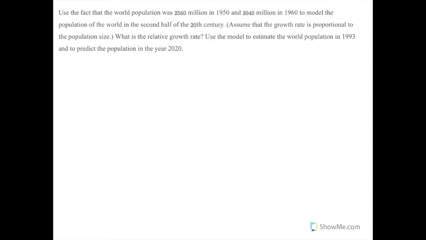We're going to take a look at two examples. The first one is going to involve population growth, and the second one is going to involve something called Newton's law of cooling. Okay, so let's go ahead and start reading.